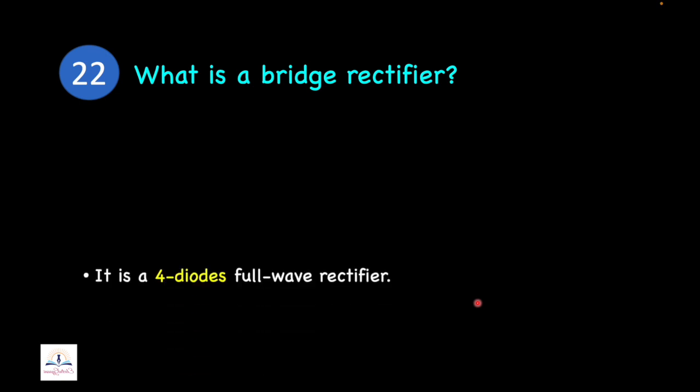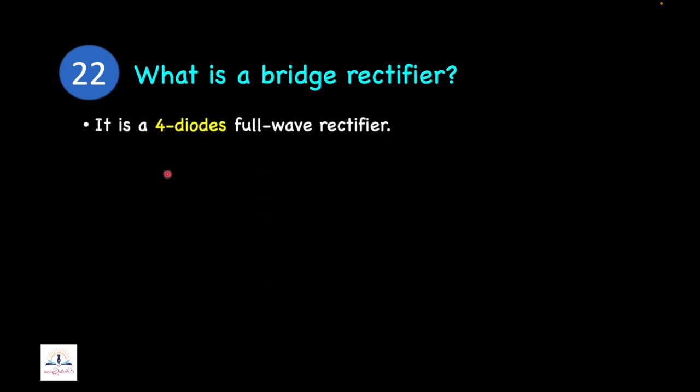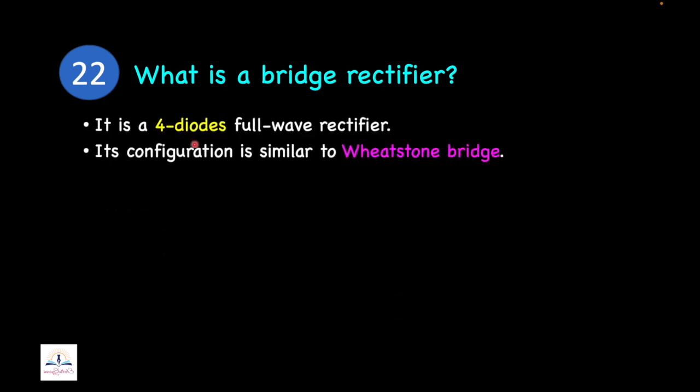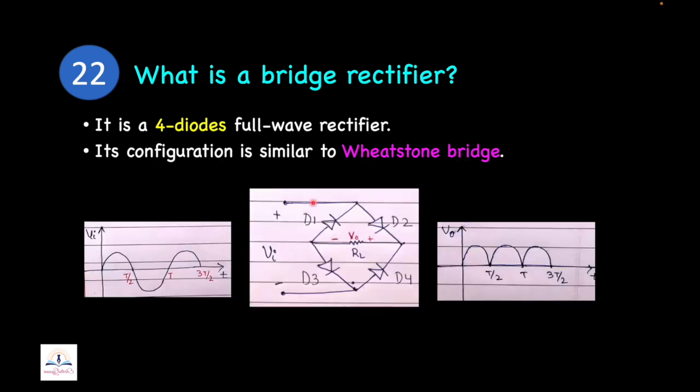What is a bridge rectifier? It is a 4 diode full wave rectifier, and its configuration is similar to a Wheatstone bridge. So this is the bridge rectifier. As we have seen in the center tapped full wave rectifier, the same output we will get in the bridge rectifier. The diode connections are very important, so please note them down carefully.